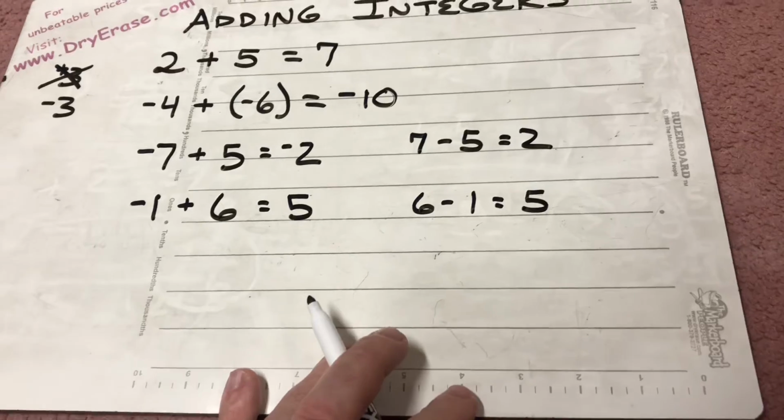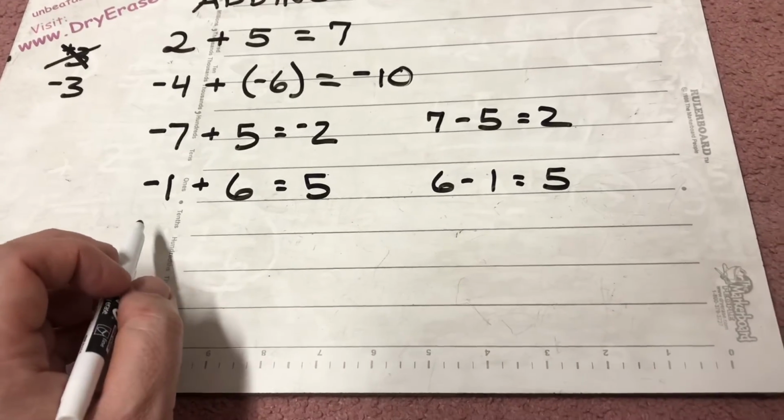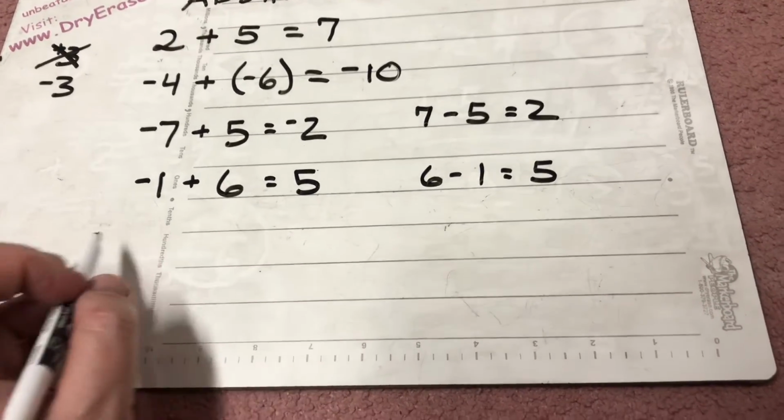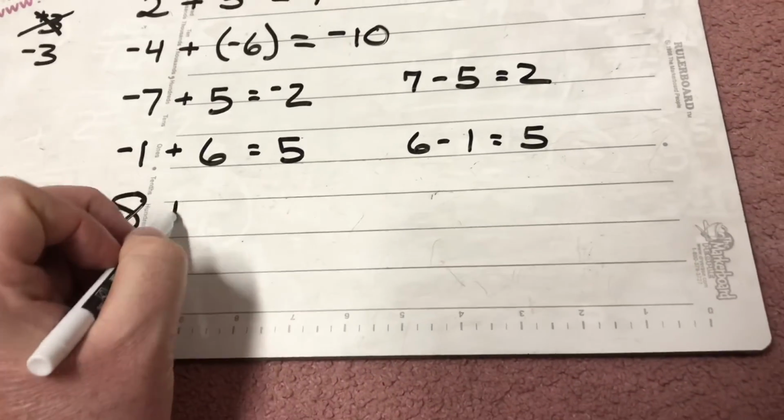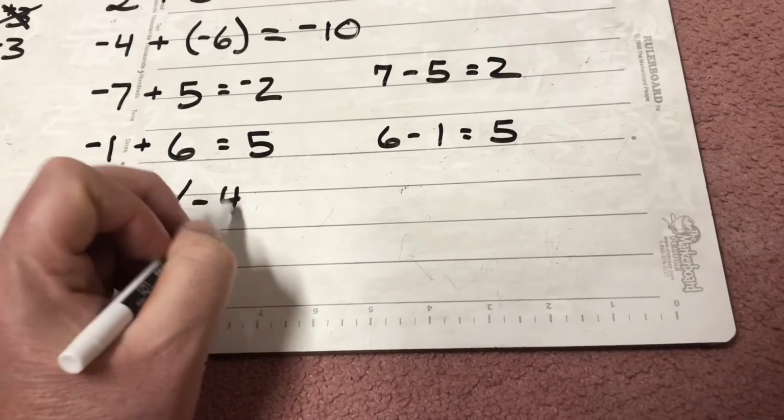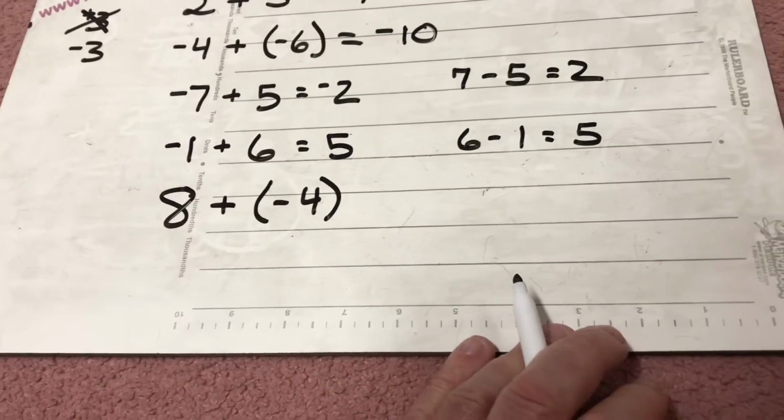So I know that negative 1 plus 6 is 5. All right, now, here we go again. One digit negative, one digit positive, but this time it's the first digit that's positive, 8, and I'm adding a negative 4, making the second digit negative.